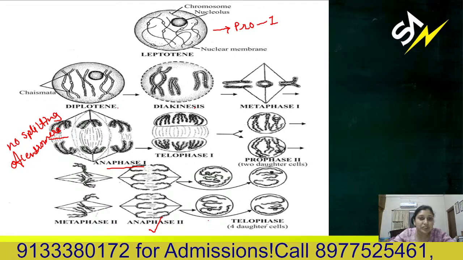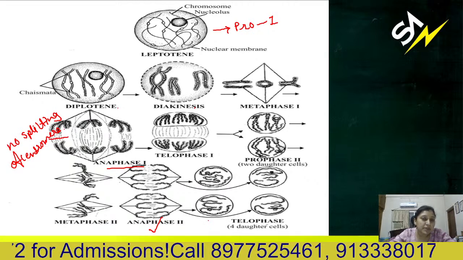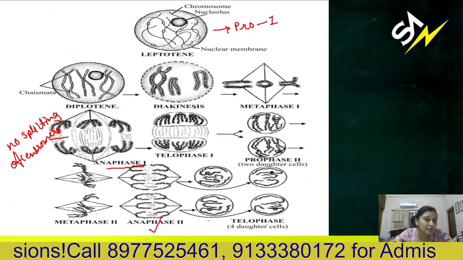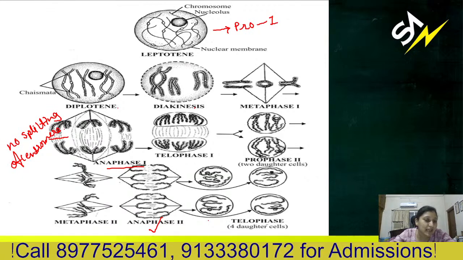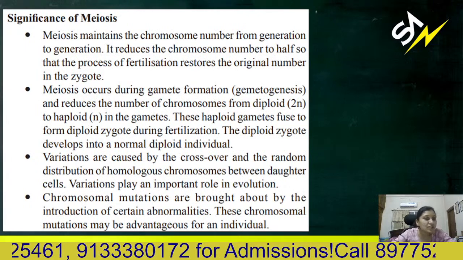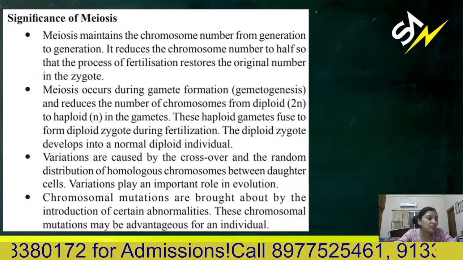I hope this much is clear about cell division, about meiosis also. The second stage, meiosis 2, is the same as mitosis. Then the significance of meiosis. Meiosis maintains the chromosome number from generation to generation.